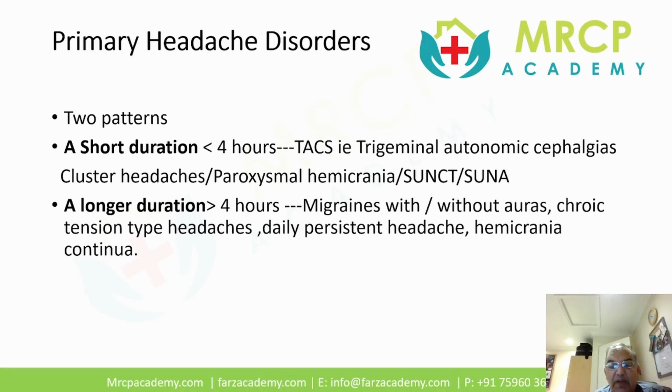The primary headache disorders can be further subdivided into those of short duration, which is less than 4 hours, in which you have mostly the TACs, the trigeminal autonomic cephalgias. Cephalgia is the word to describe headaches, which includes cluster headaches, paroxysmal hemicrania, and two fairly rare, very short lasting headaches called SUNCT and SUNA, and I'll explain these to you later. A longer duration of headaches, greater than 4 hours, is seen in migraines with or without auras, chronic tension type headaches, daily persistent headaches, and hemicrania continua.